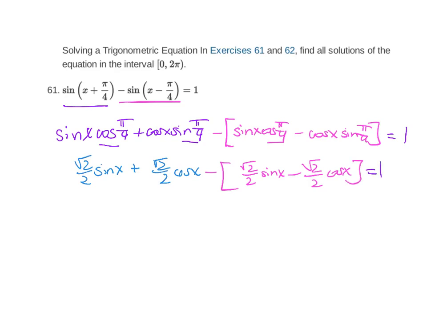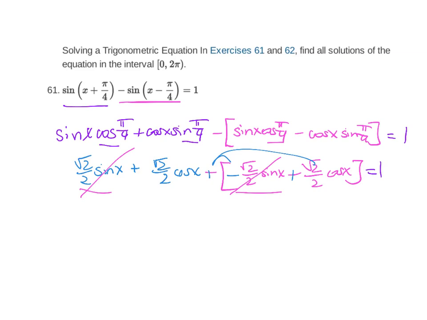To simplify a little bit, first we need to distribute this negative to the front and the back here. So this becomes negative and this is positive. You have to distribute that negative through. And then now we can simplify. So we have root 2 over 2 sine of x and negative root 2 over 2 sine of x. So that disappears. That is gone.